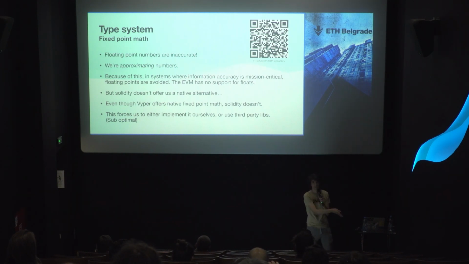So if I have an ARM laptop and you have an x86 desktop, there's a very good chance that my floating point number would be different from your floating point number. That would cause a fork in a blockchain, which is something we absolutely do not want. And Solidity doesn't offer us a native alternative. Even though Vyper does, Solidity doesn't. The excuse for this is that there are way too many implementations of decimal numbers. So yeah, we're kind of forced to use our own or use third-party libraries, which opens up to supply chain attacks, and of course implementation bugs.